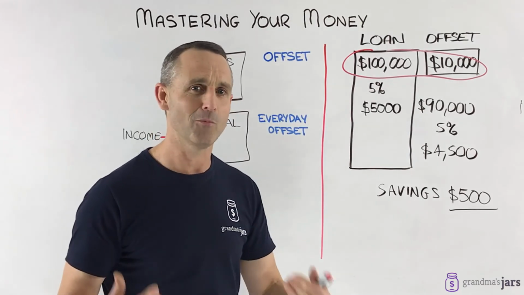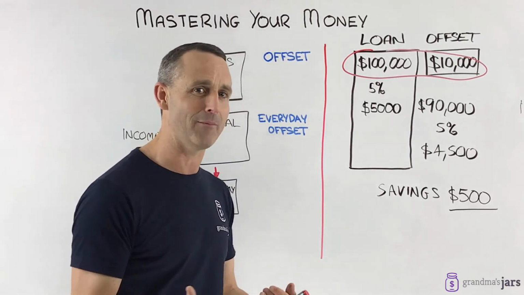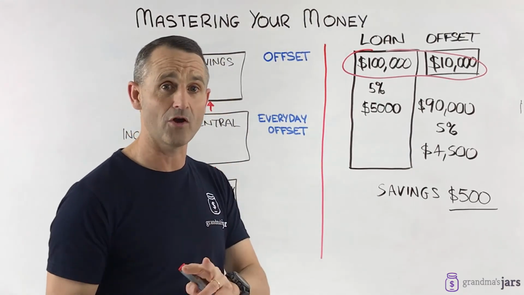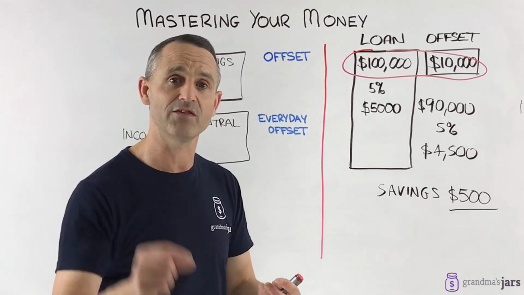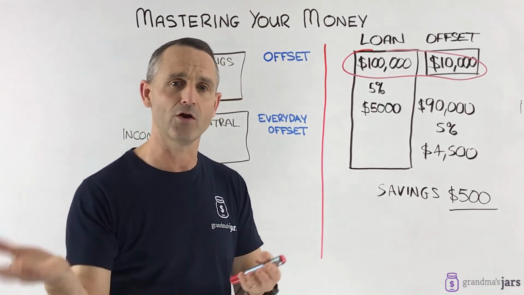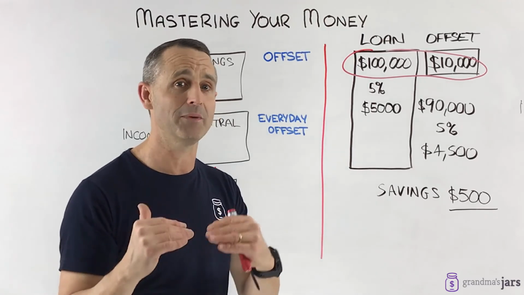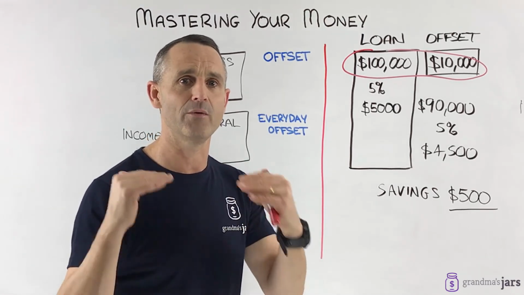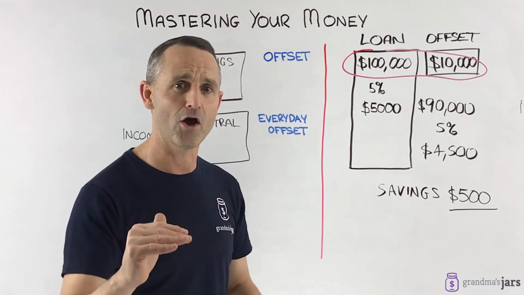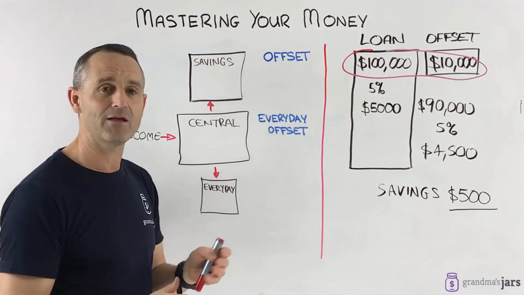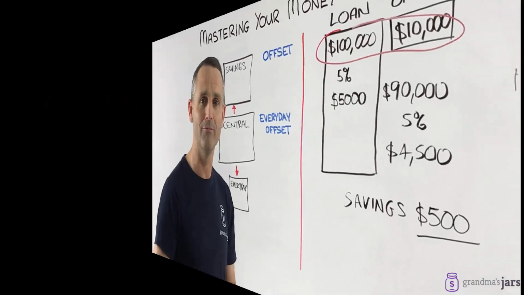I'm happy to speak to you in more detail about that if you want to email me, but that's a real soapbox issue for me. Psychologically, there is a huge difference between an offset account and a redraw facility. Mathematically, yes, pretty much the same, but I can tell you there is a big difference. So there you go. That's the structure I recommend if you have a home loan.